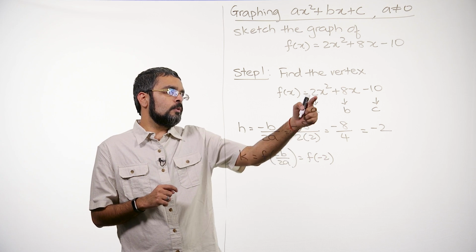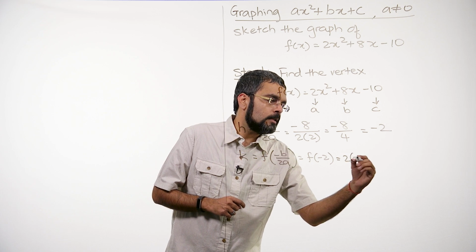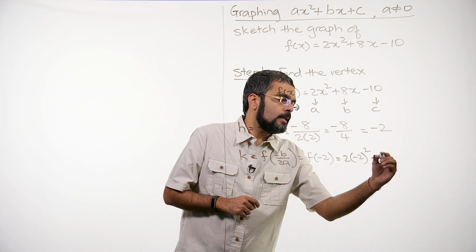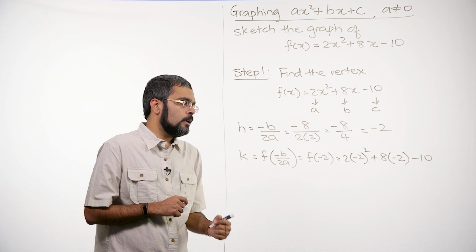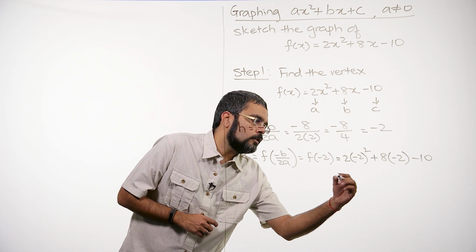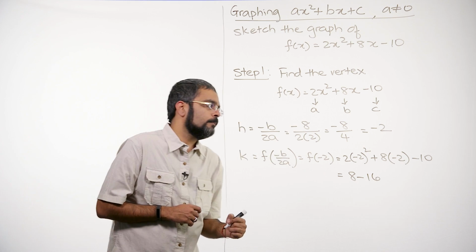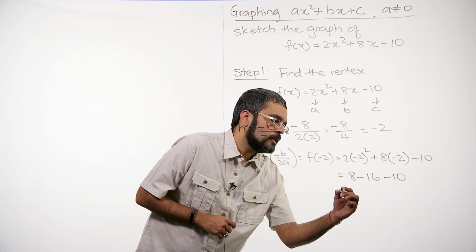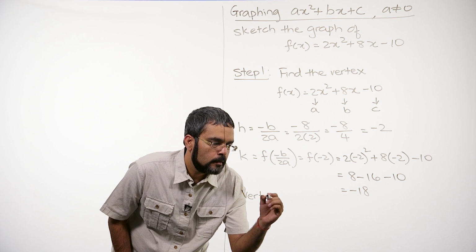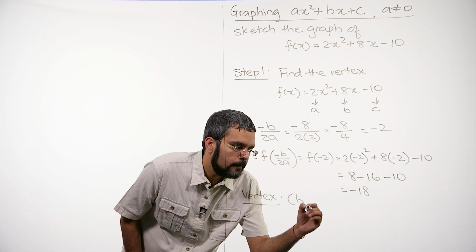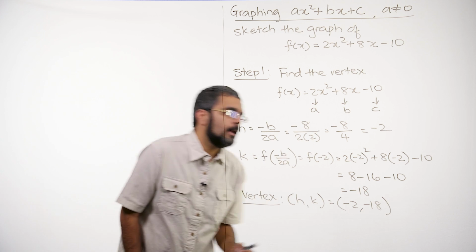All I need to do now is put negative 2 in place of x, and that gives me 2 times negative 2 squared plus 8 times negative 2 minus 10. So 2 times negative 2 squared is going to be 8. 8 times negative 2 is going to be negative 16. And then that's minus 10. So this is going to be negative 18. So my vertex, h, k, equals negative 2 comma negative 18.